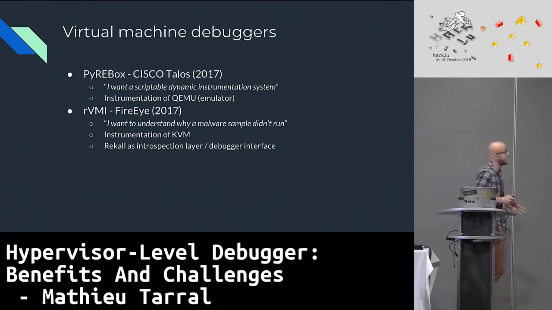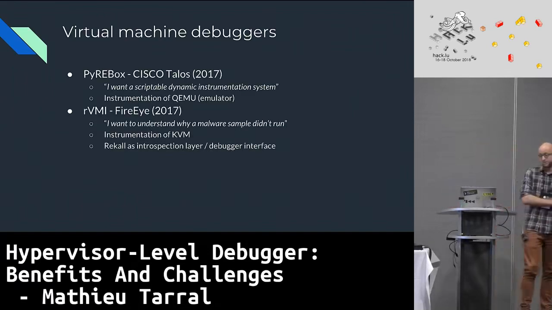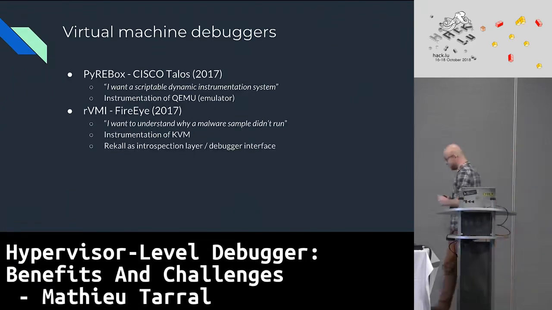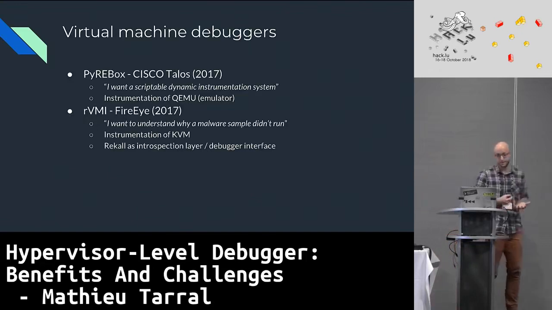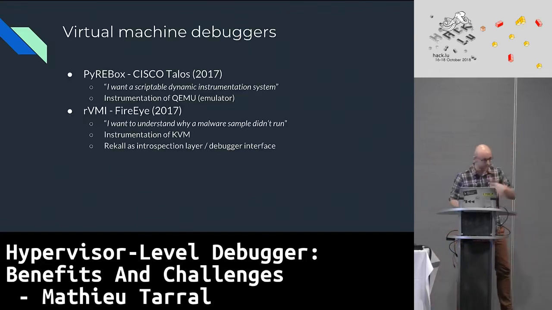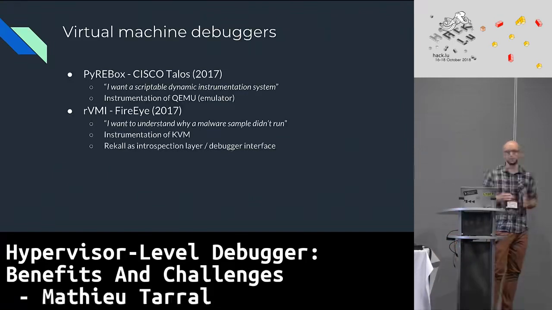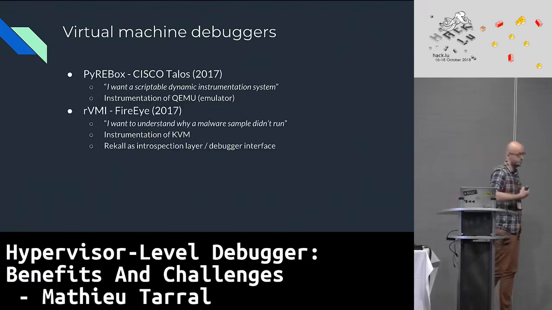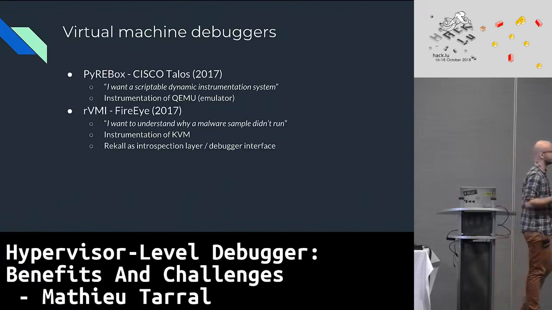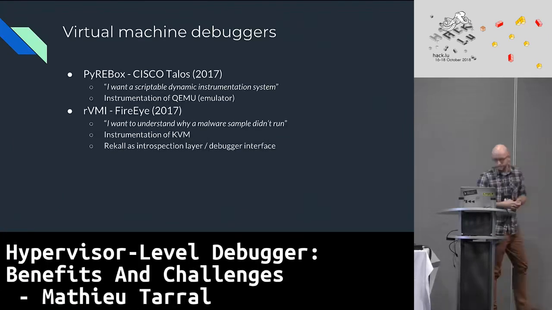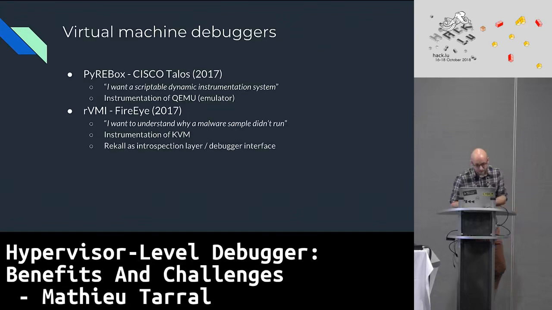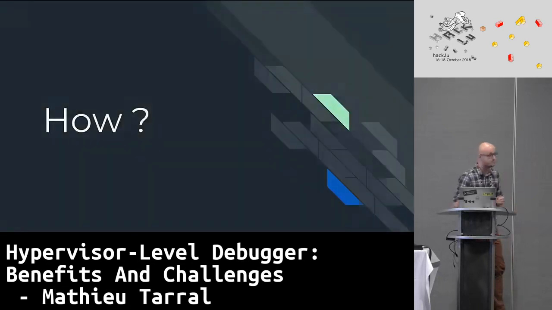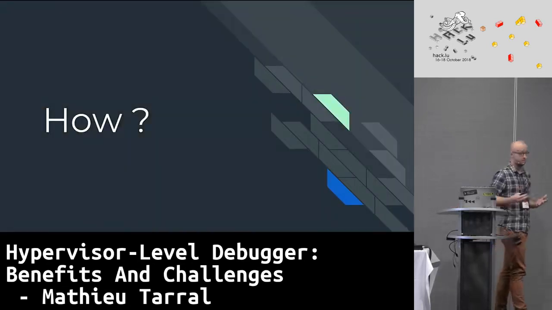And the second project I have is RVMI. So RVMI, what they wanted to do is to see why a malware sample didn't run in their sandbox and analyze it, understand it. So they took Rekall as their main tool. Rekall is a memory forensic framework, a fork of Volatility. And they added a debugger on top of it. And they instrumented the KVM hypervisor to add breakpoints inside it. So it's also maintained, and it's really a great tool. So that's a bit what we have in terms of hypervisor level debugger projects as of today.